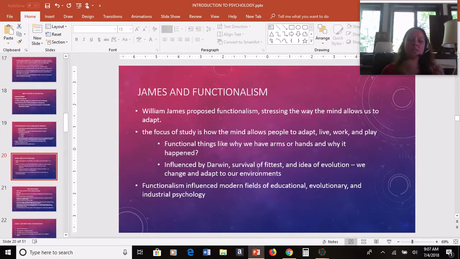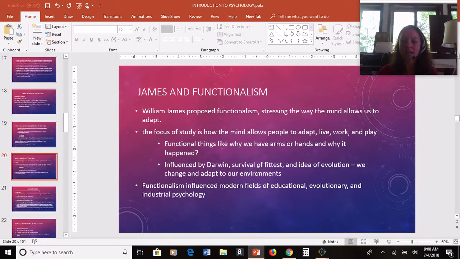Functionalism is really about how that mind-body connection makes us adapt and makes us survive, and then ultimately how that makes us who we are as human beings. And so functionalism started coming about right when Darwin came out with the Origin of Species, and we see a lot of other social things going on at this time. We see the beginning of the Industrial Revolution. We see the beginning of mass society. We see these ideas of eugenics. We see classism start to be formed. We see immigration on the rise.